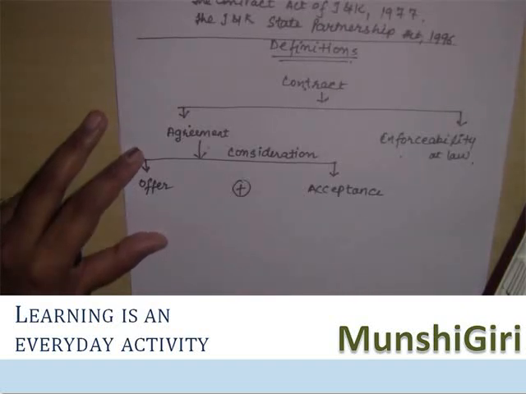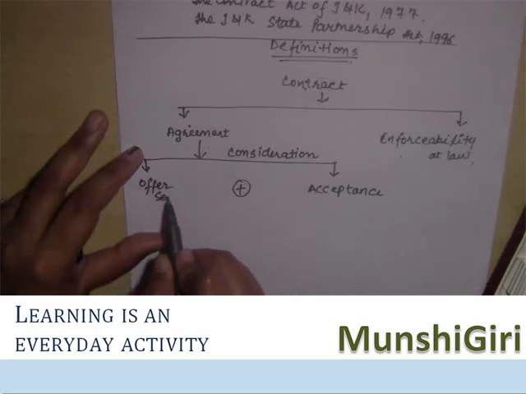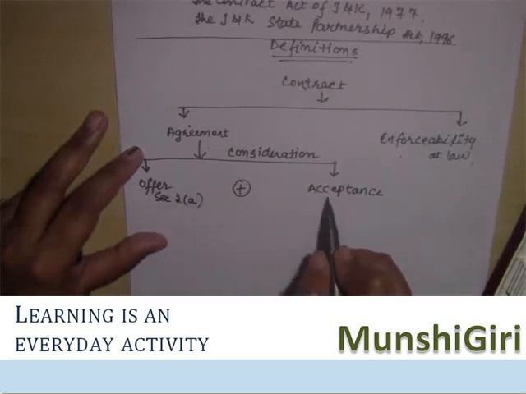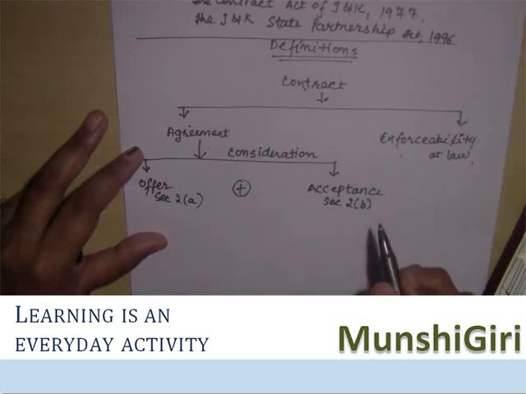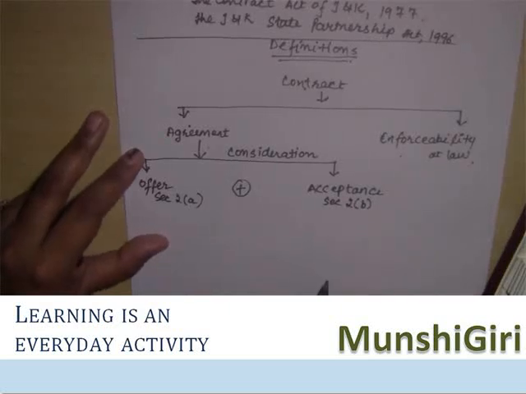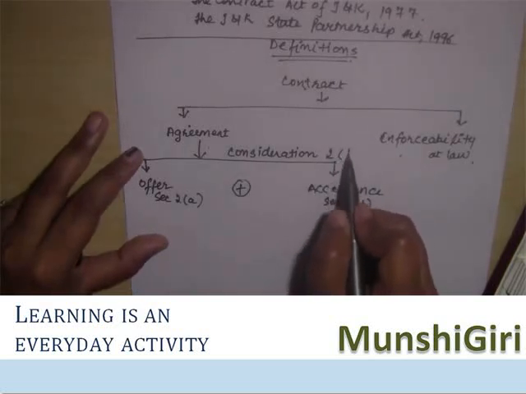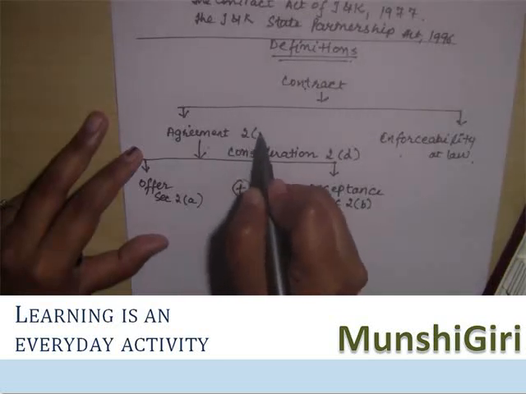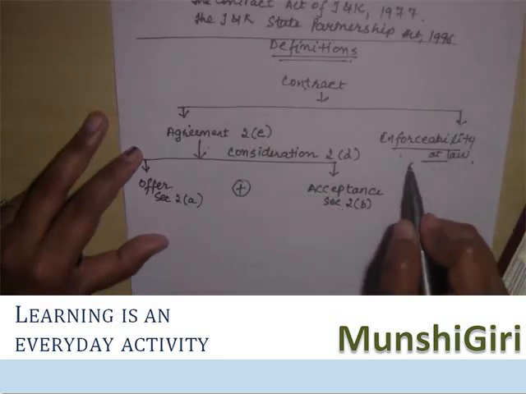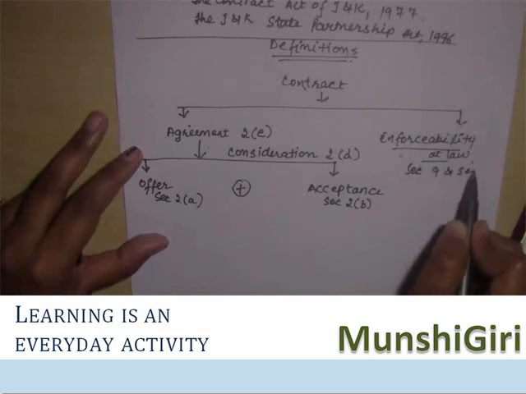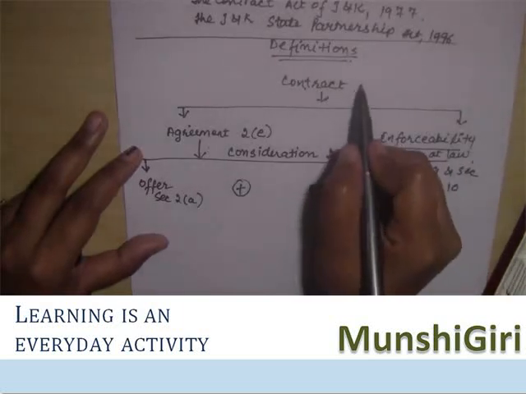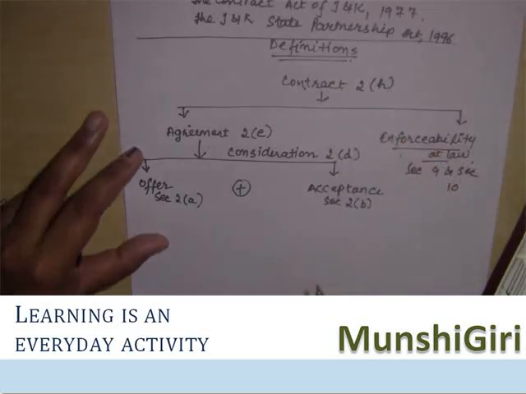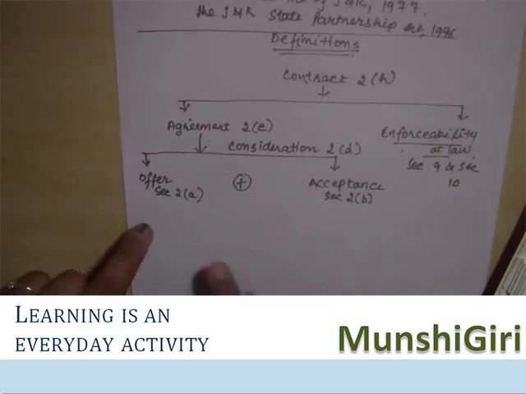So the various sections under which these terms are covered are: offer is covered under section 2 clause A, acceptance under section 2 clause B. 2 clause B of what? 2 clause B of the Indian Contract Act 1872. Consideration under section 2 clause D, agreement under section 2 clause E, and enforceability at law has sections 9 and section 10, and contract has been defined under section 2 clause H of the Indian Contract Act 1872. So we'll go this way.